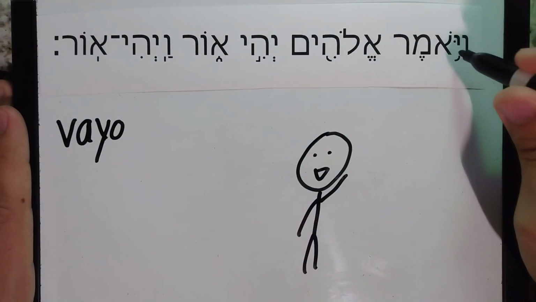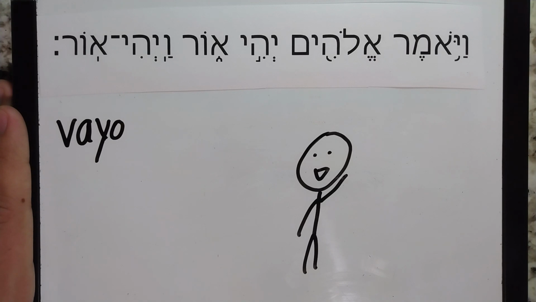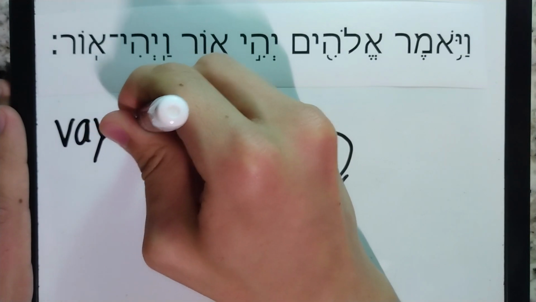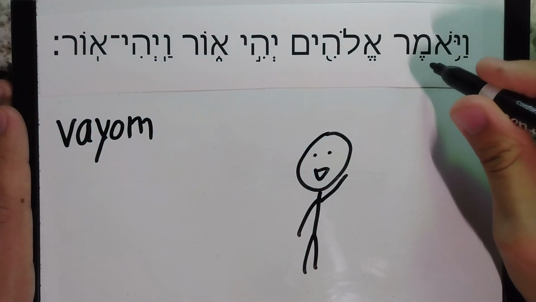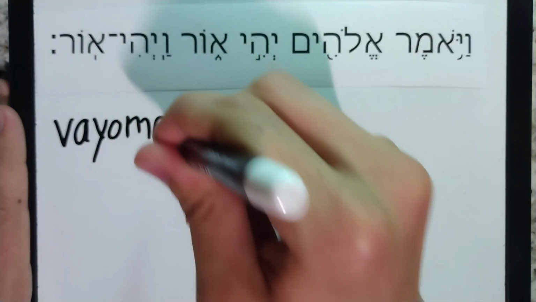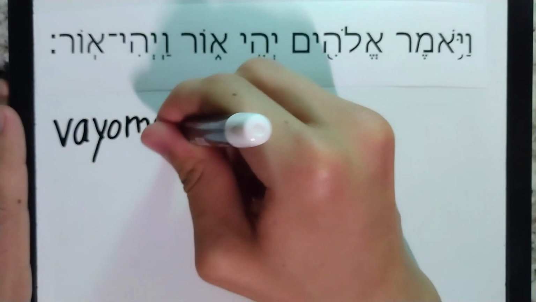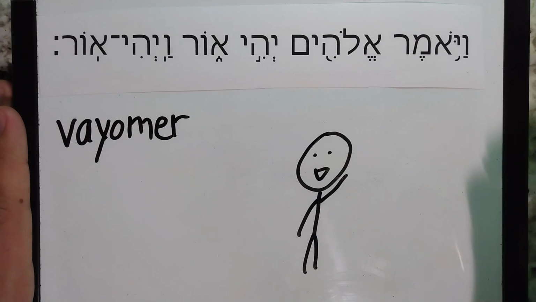Next is a letter Aleph. Aleph is silent, and this Aleph has no vowel marker on it, which means it has no effect on the pronunciation of the word. So for the pronunciation, we can ignore it and move on to the letter Mem, which makes the M sound. Under the Mem is a Segol, which says e. And finally, we have a letter Resh, which makes the R sound. The accented syllable is yo, and so this word is vayomer.